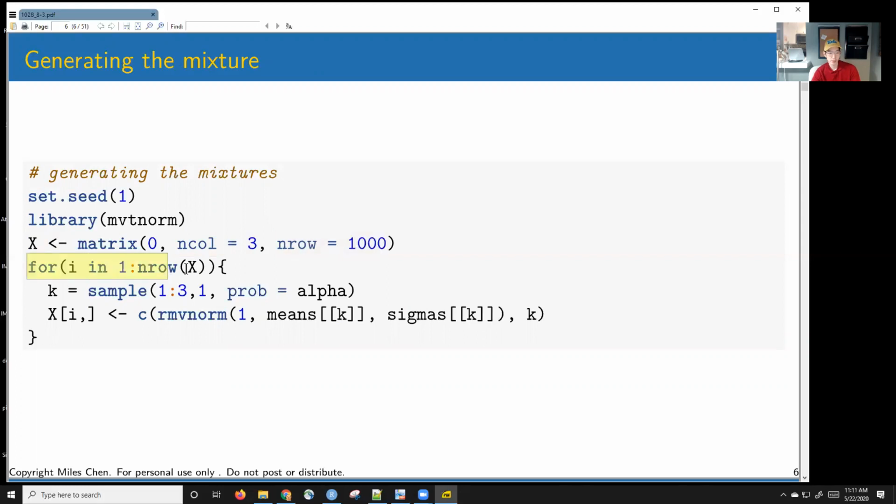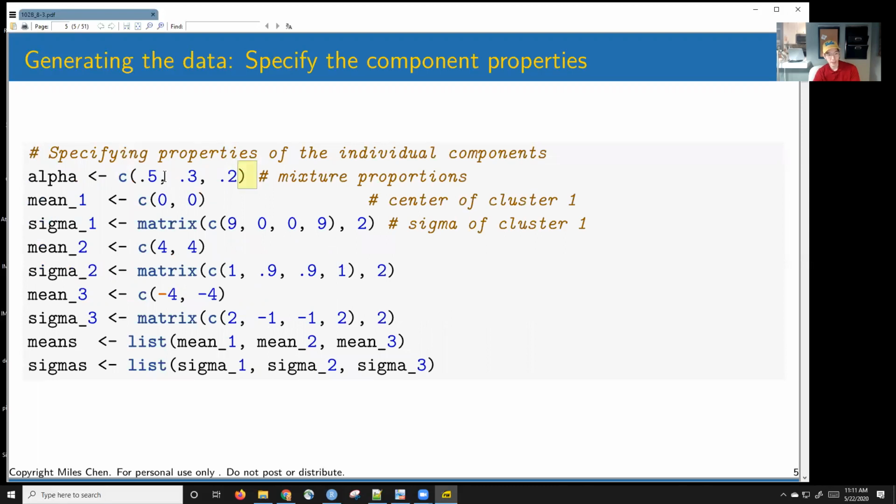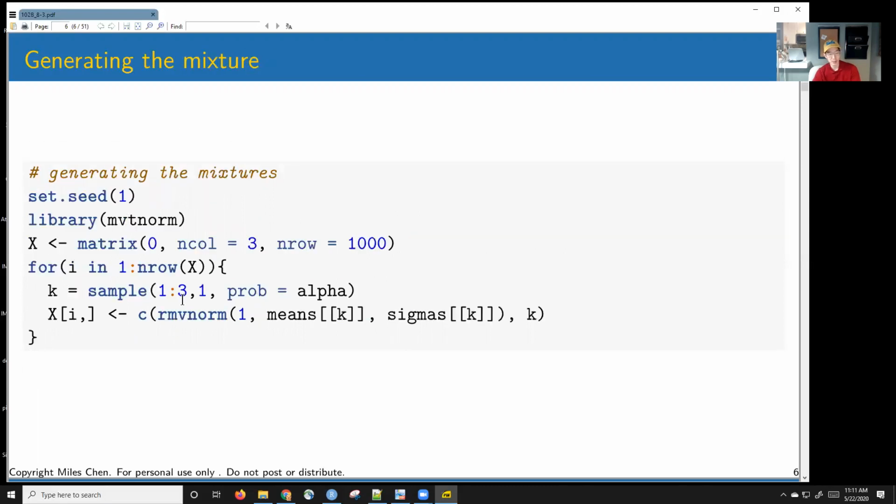And what I do is, for each row, first I'm going to select which component it comes from. So I'm going to use sample, and it's going to sample either 1, 2, or 3. We just want one value sampled from 1 through 3, and then we're going to use my vector alpha to represent the probability of each value. So it's going to draw 1 with probability 0.5, and 2 with probability 0.3, and so on, as defined with that vector alpha.